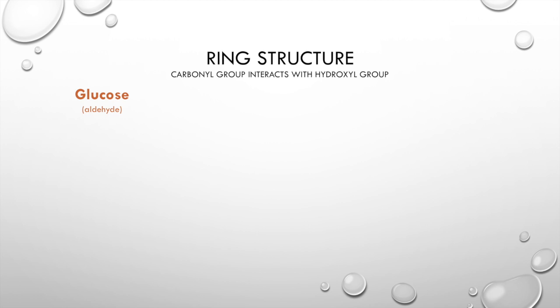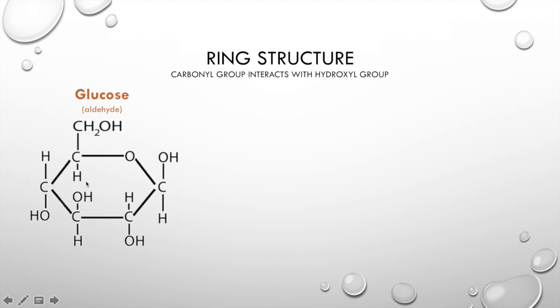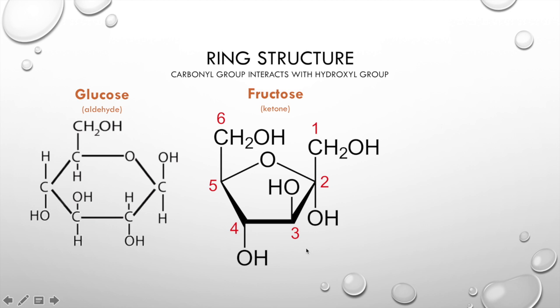So the first ring structure is glucose, which again contains the aldehyde, and here is the glucose monomer, or the monosaccharide, and this is how it looks in its ring structure. Next is fructose, and fructose's ring structure looks like this, and again the carbons are labeled, so the carbons over here would be labeled as 1, 2, 3, 4, 5, 6. And over here, they're labeled as 1, 2, 3, 4, 5, and 6.